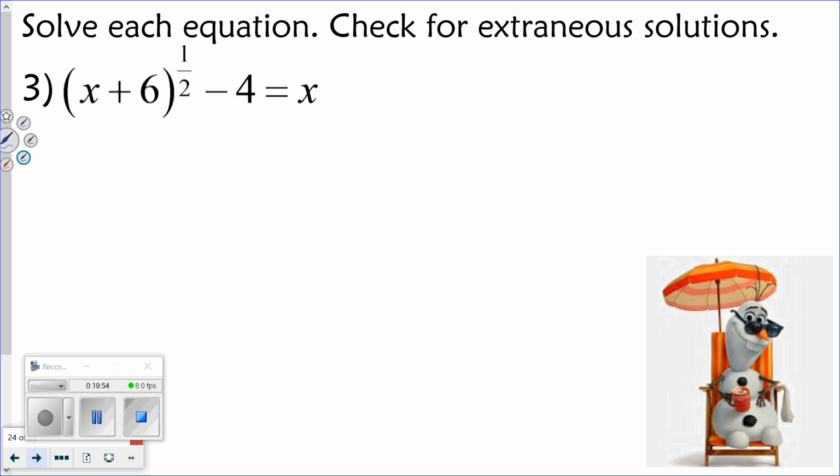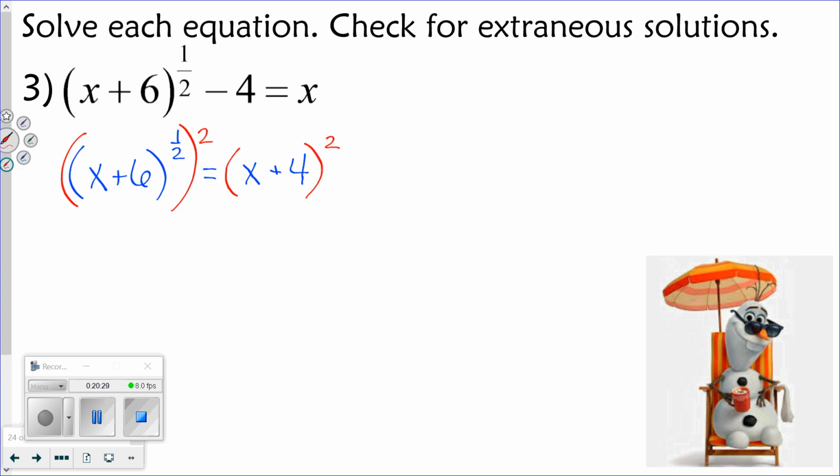Number 3. What do we got to do first? Subtract the 4? Add the 4? So x plus 6 to the half power. What's x plus 4? Thank you. I was waiting for somebody to tell me 4x. Yeah, if you write 4x, that's multiplying. We just want to add it. So it's x plus 4. Okay, how do I get rid of the 1/2? I square it. Right, that gets those 2's to cancel.